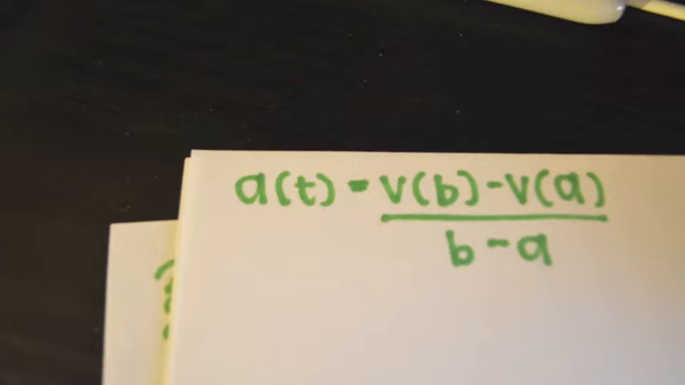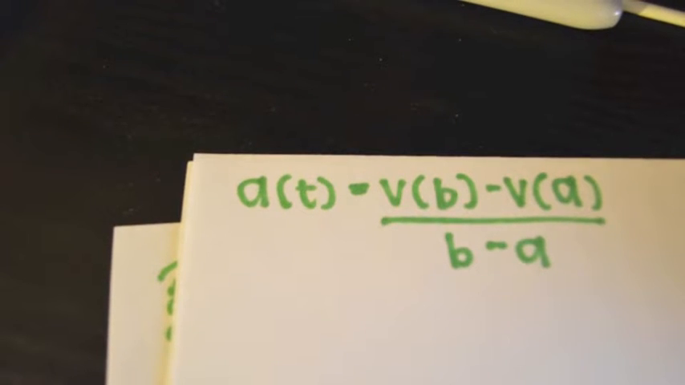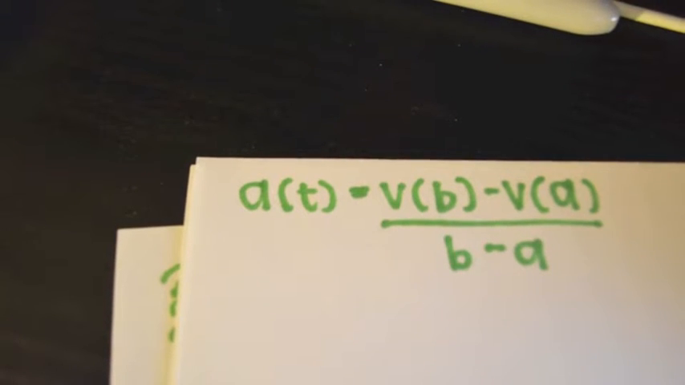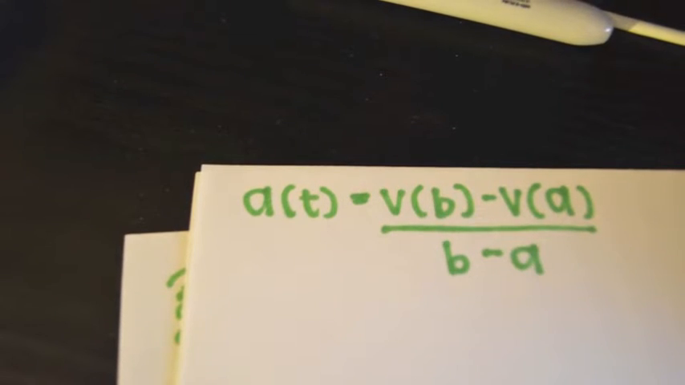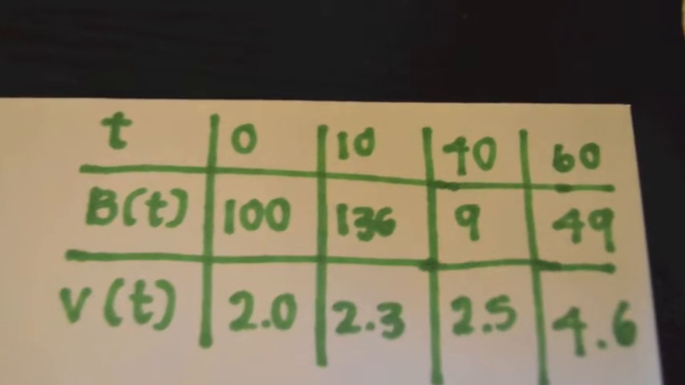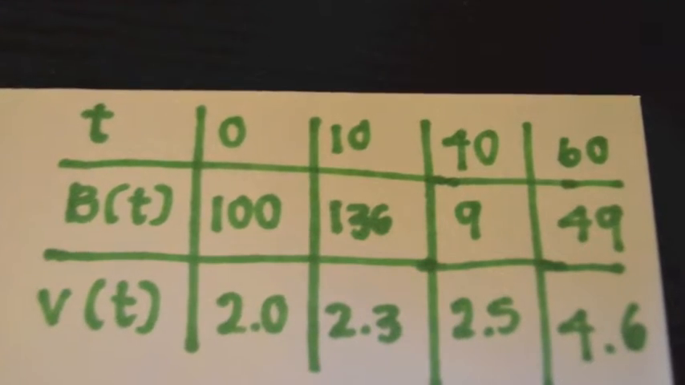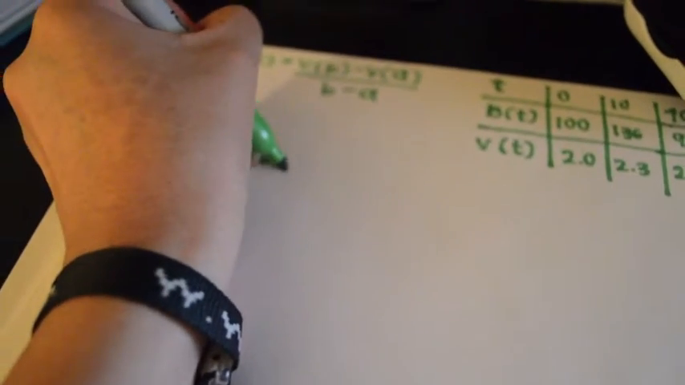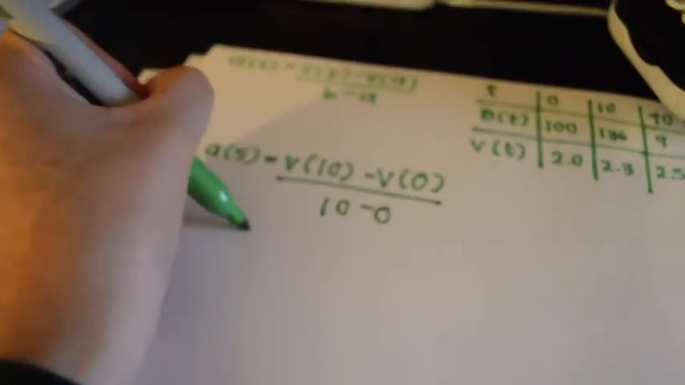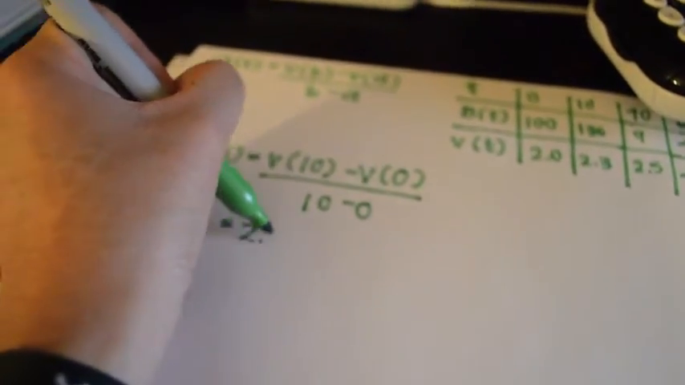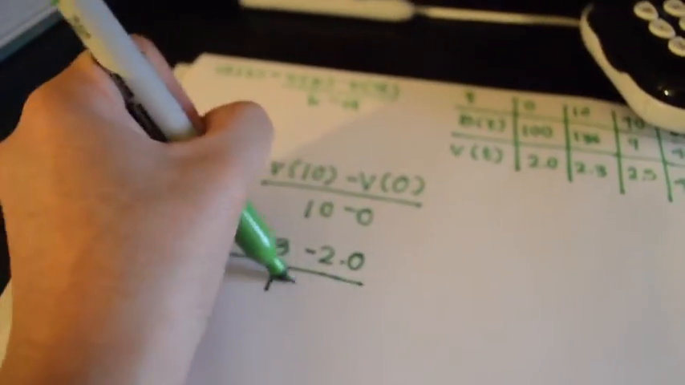The mean value theorem can also be used to give an approximation at a specific point. In this problem, we are asked to approximate Ben's acceleration at time t equals 5. Looking at the table, we are not given t equals 5. In order to solve for this, we will use v of b minus v of a divided by b minus a. We are already given the numbers, so we simply plug and solve.